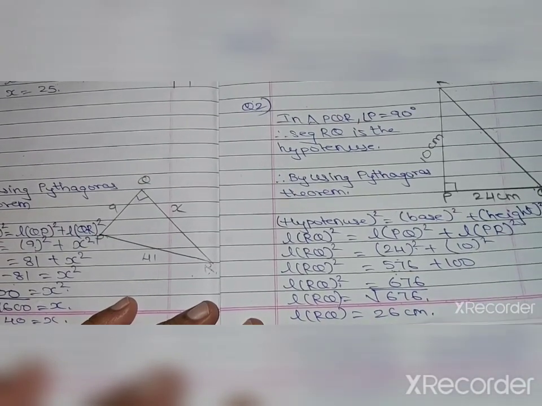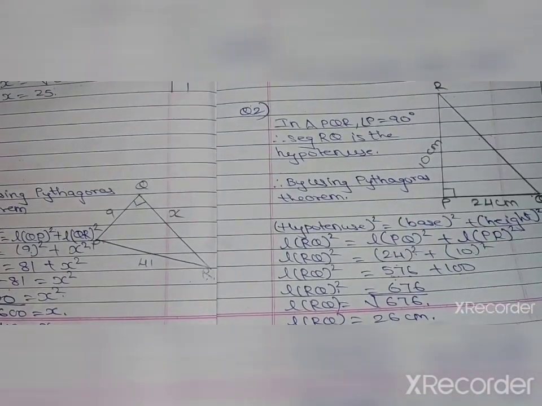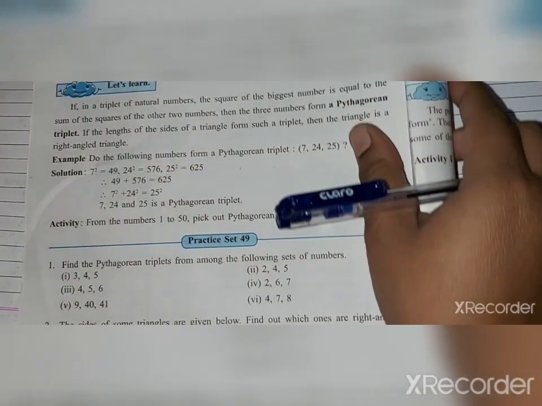Find the square root of 676. You will get 26 centimeter. Okay. Now question number 3.